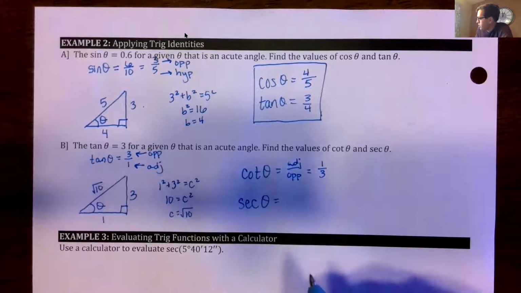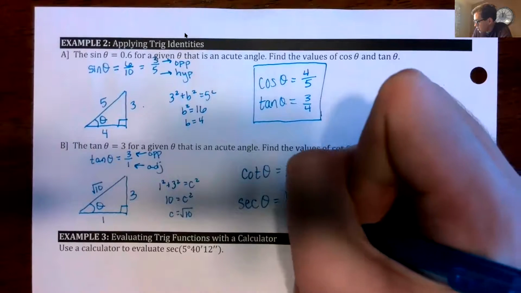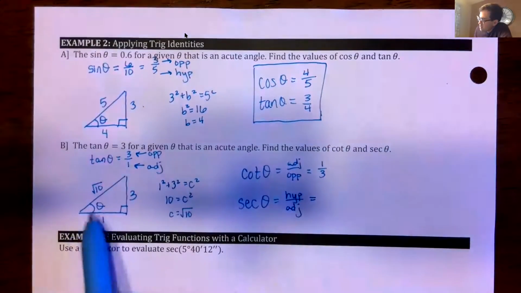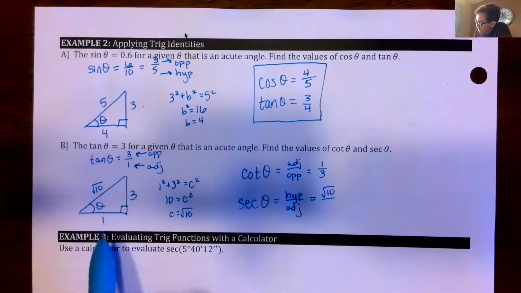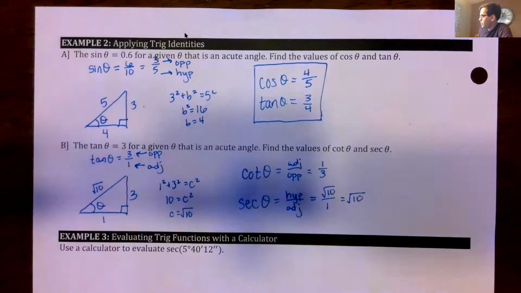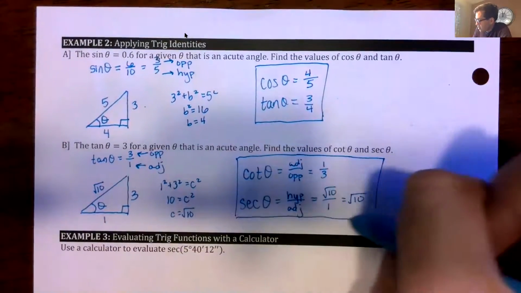But let's try secant. So secant is hypotenuse over adjacent, and that's because it is the reciprocal of cosine. And so we have the hypotenuse over the adjacent, which was 1, so it's just root 10. Okay? So that's our 2 answers to that question.